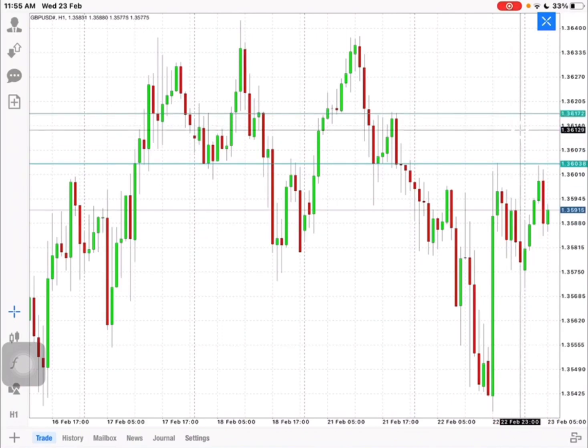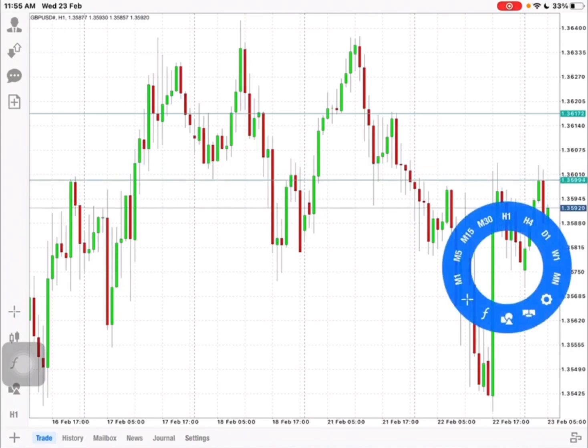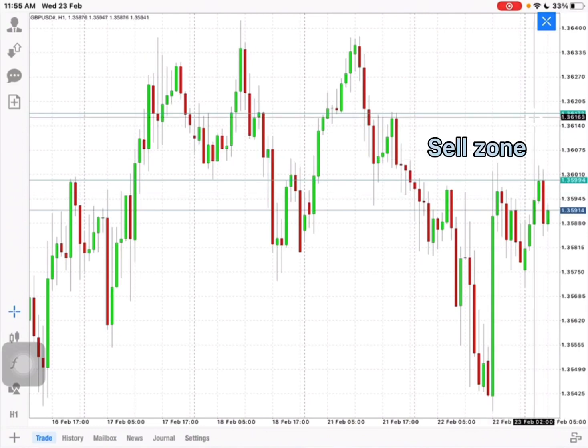I like to see the market coming here. If the market comes to this zone, let me just increase this. So till here, if the market starts moving to our zone between here, you guys can start layering.